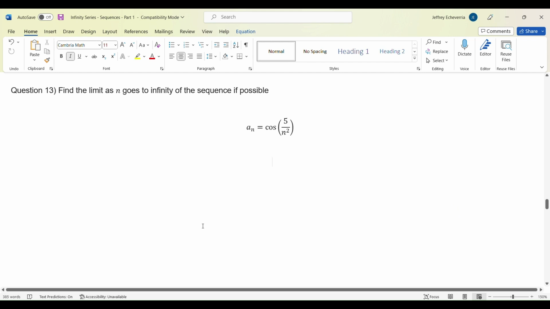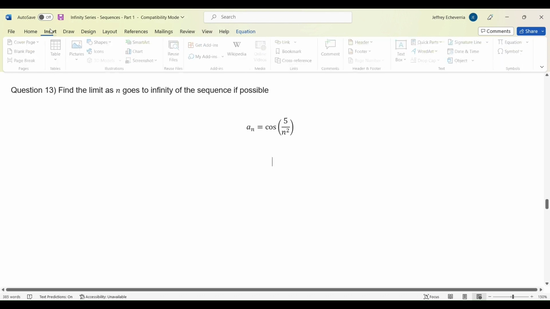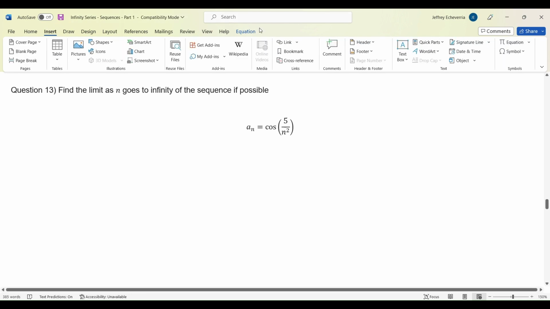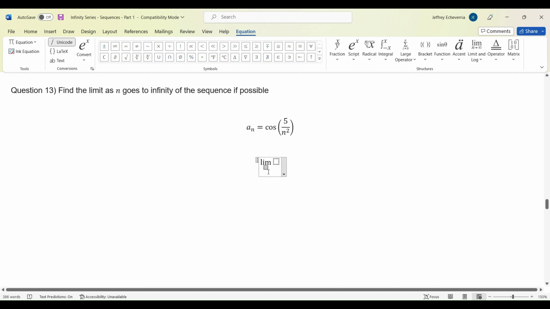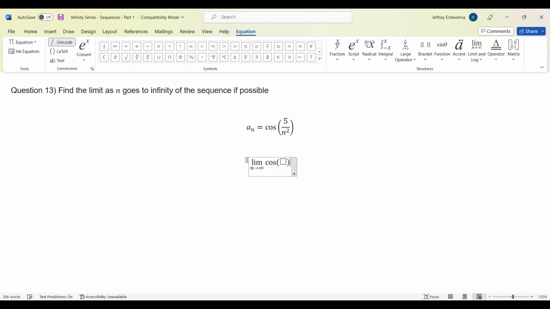For question 13, find the limit as n goes to infinity of the sequence if possible. So let's take the limit as n goes to infinity of cosine of 5 over n squared, which gives us cosine of 0, which gives us 1. So the final answer is 1.